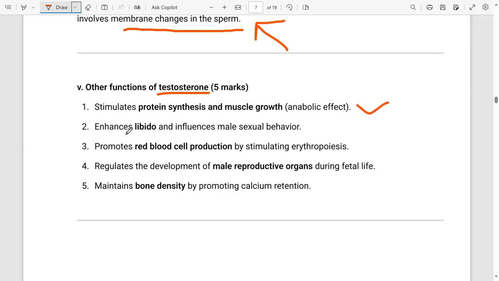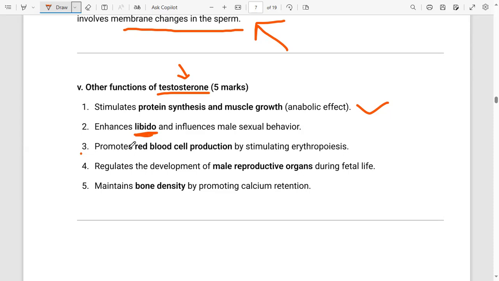And then the second one is to enhance libido and influence male sexual behavior. This libido is just the drive to have sex. In some men it's abnormal, of course. That libido comes about because of this testosterone. So one of the functions of testosterone is to increase libido, so that you want to experience that sexual pleasure and the like.